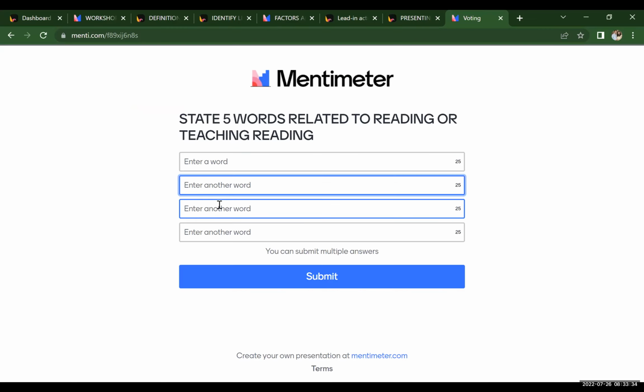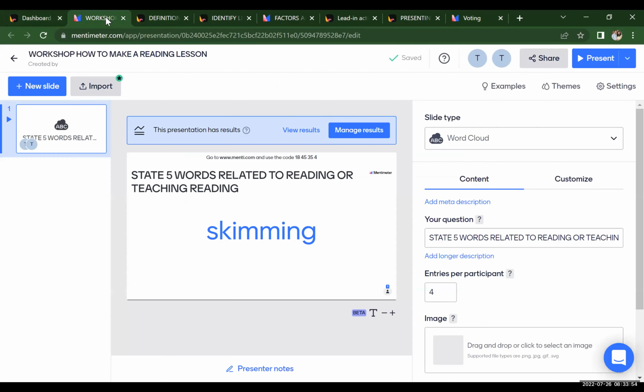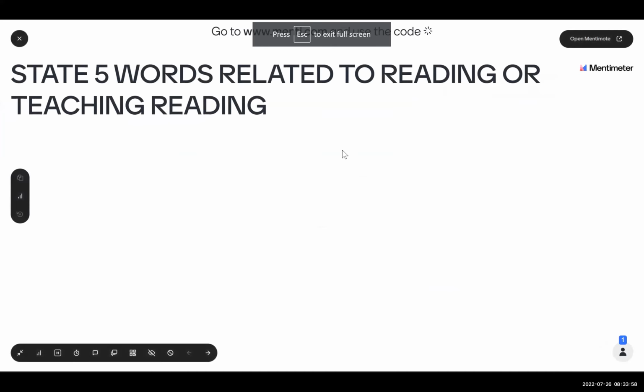The words here, 1, 2, 3. Okay, here I just give you 4. I'm sorry, 4 words. So please help me to type 4 words related to reading or teaching reading that come to your mind, and then click submit. Okay. Five words, please.